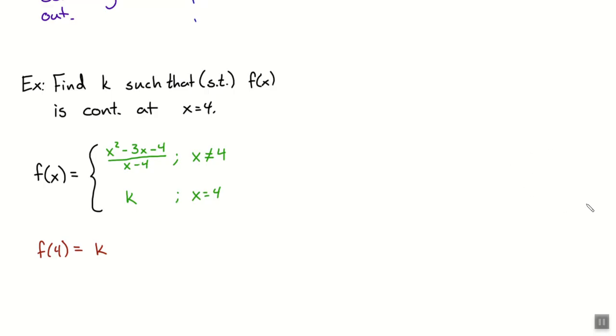Don't just say the top. We need to make sure the function's defined and something else. The limit exists. So let's take the limit. And if we're approaching 4, are we actually getting to 4? No. So we're going to take the limit as x approaches 4. And if I'm not at 4, which function am I using?